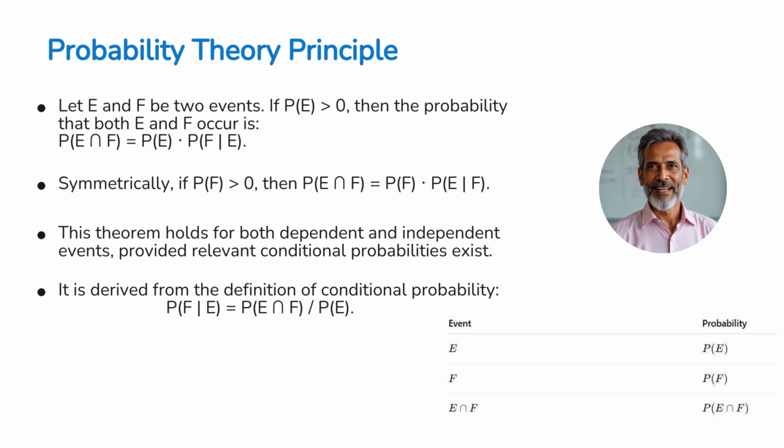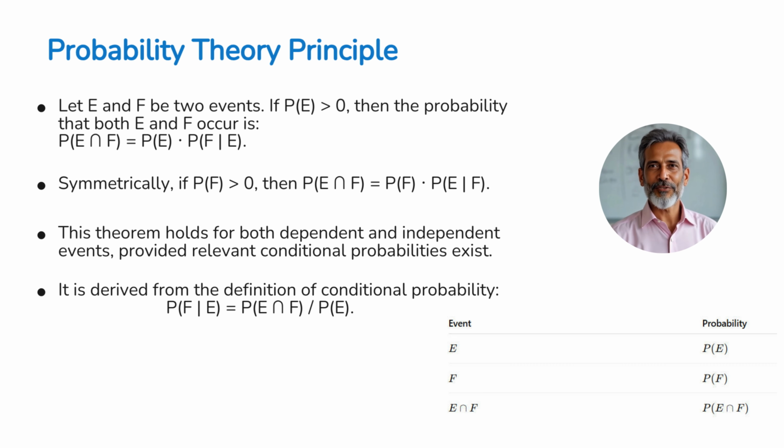Moving ahead, let's formalize this rule. Suppose E and F are two events, and the probability of E is greater than 0. Then, the probability that both E and F happen together is given by this key formula. P of E intersection F equals P of E times P of F given E.